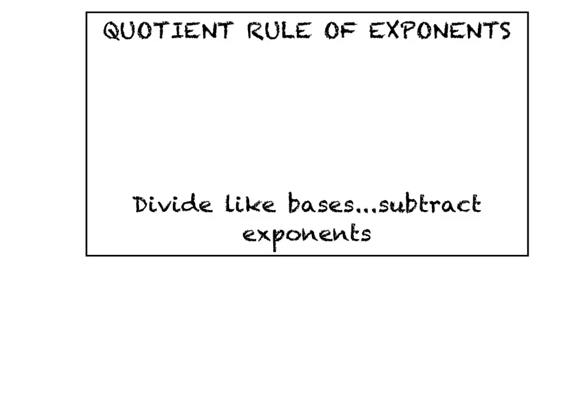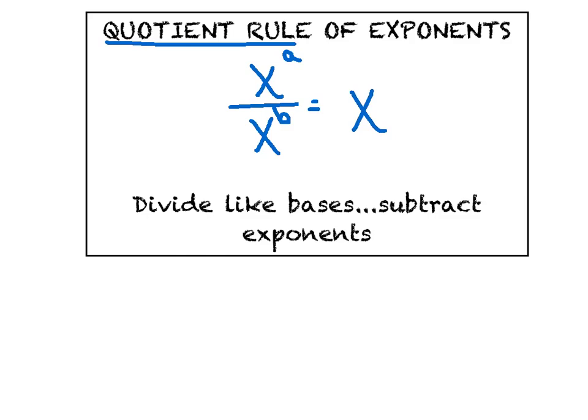Our second rule for exponents is called the quotient rule, and it simply says that x raised to the a divided by x raised to the b power is equivalent to x raised to the a minus b. Again, nothing earth-shatteringly new for you, but if we're going to divide like bases, referring to the x divided by the x, then we're simply going to subtract the exponents.